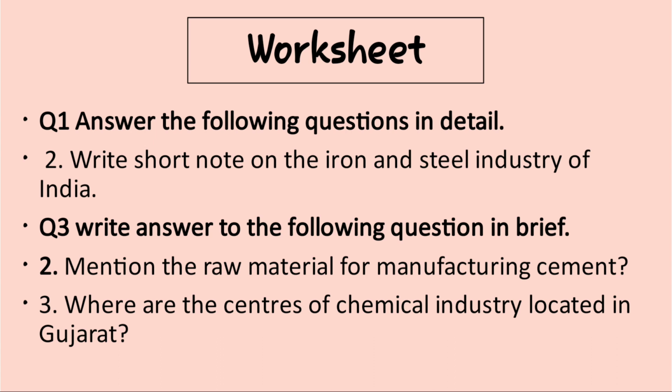Question number 3, where are the centers of chemical industry located in Gujarat? For that, please see the same page 108. Under the heading chemical industry, last second line: Ahmedabad, Vadodara, Ankleshwar, Bharuch, etc. are the major centers of chemical industry in Gujarat. Hope it is clear for you.